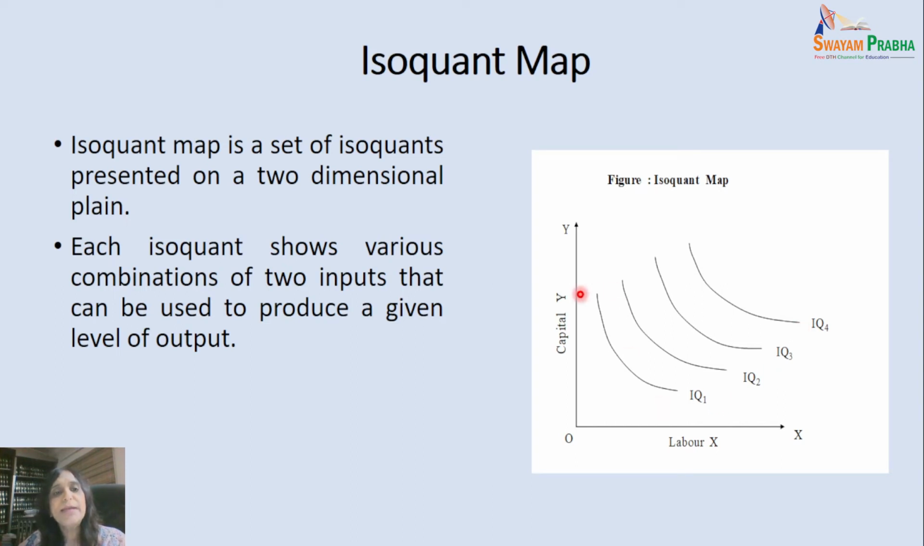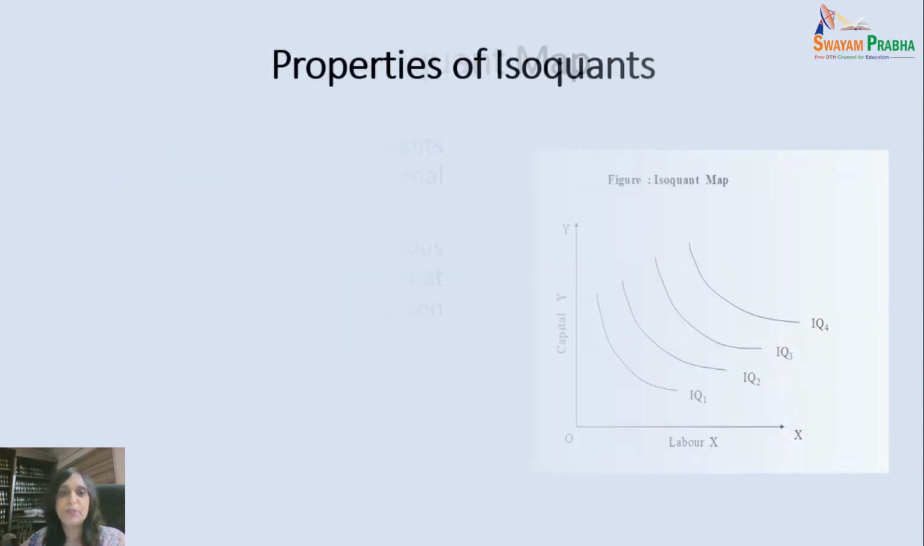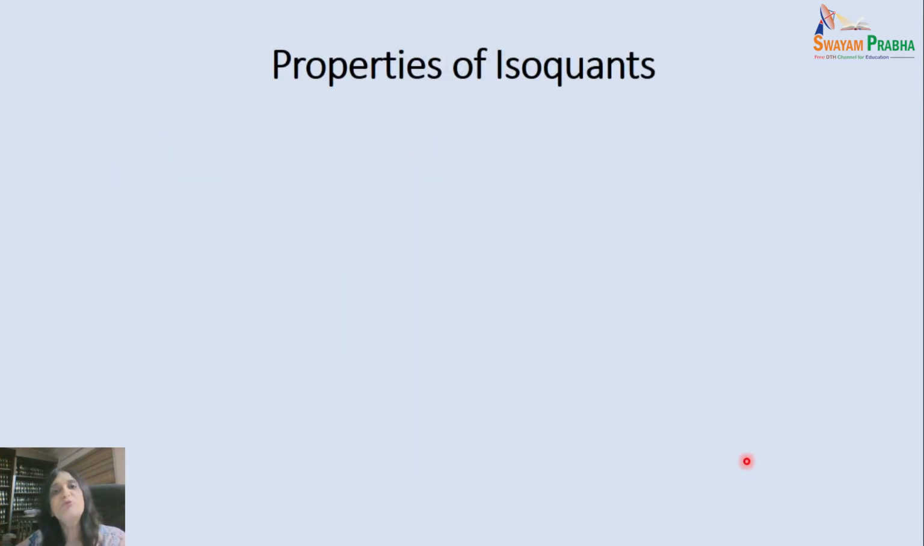So when on a two-dimensional plane we are plotting different isoquants, it is called an isoquant map. Each isoquant is showing you a fixed level of output, or a given level of output which is being produced. Now let us move to the various properties of isoquants. You will find again a lot of similarity between these properties and the properties of the indifference curves.